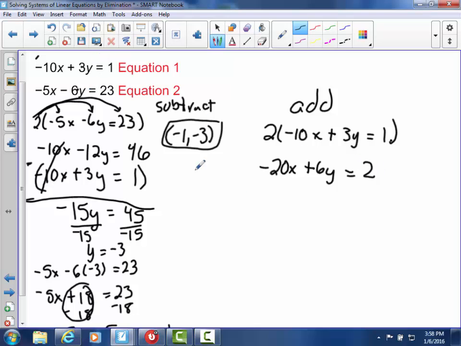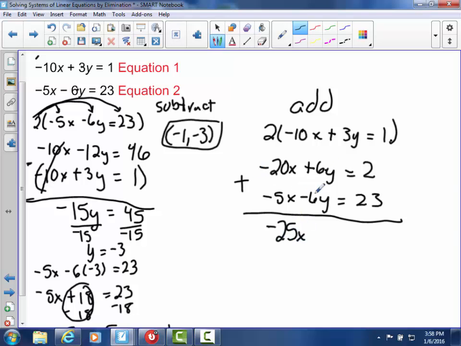Then we bring our equation 2 over. So that's negative 5x minus 6y equals 23. Then we're going to add these together, and we get negative 20 plus negative 5 is negative 25x. 6 plus negative 6 is 0, so it's just 0. And then 2 plus 23 equals 25. We divide everything by negative 25, and we get that x equals negative 1, which is good because that's what we got when we subtracted.